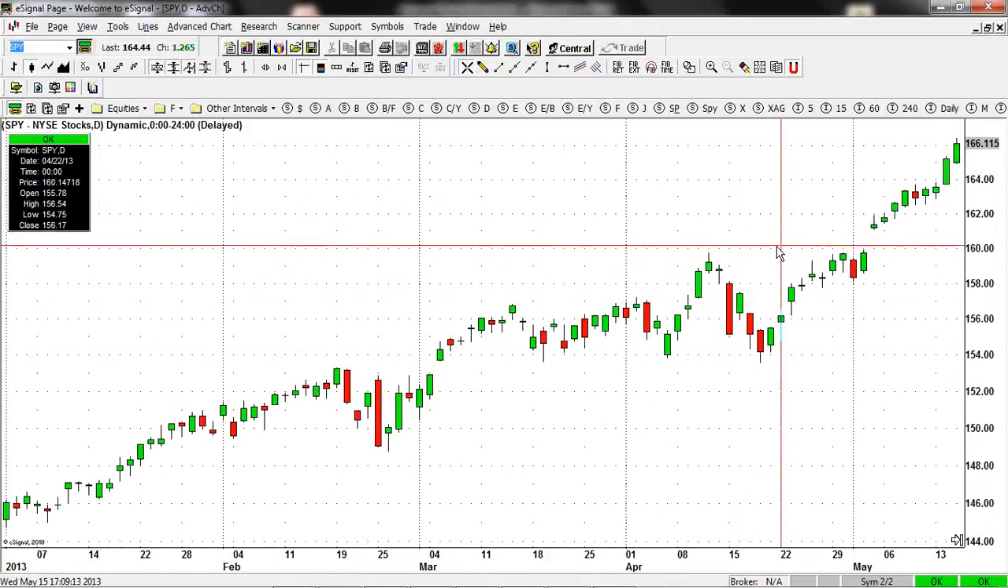So that's the concept of buying high. You don't have to employ this strategy, but sometimes you will just see a market run away from you, and it will be a good strategy to do.